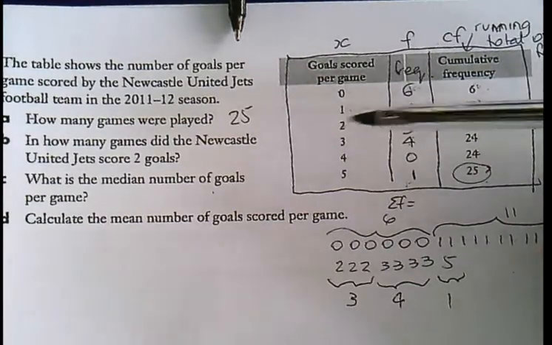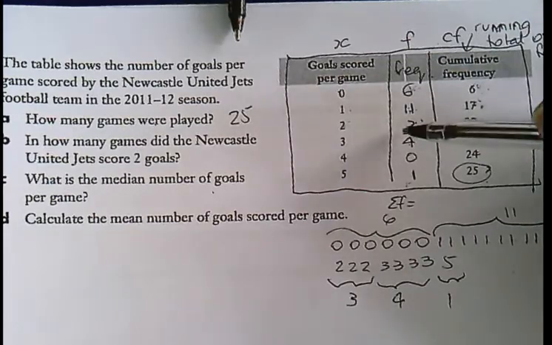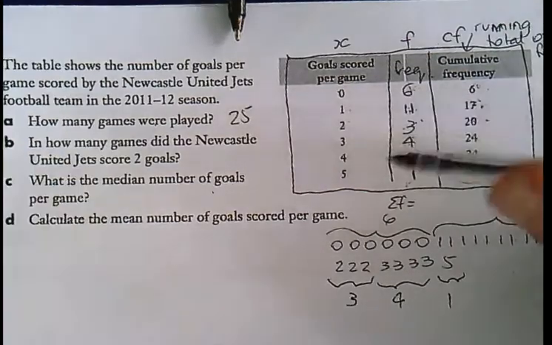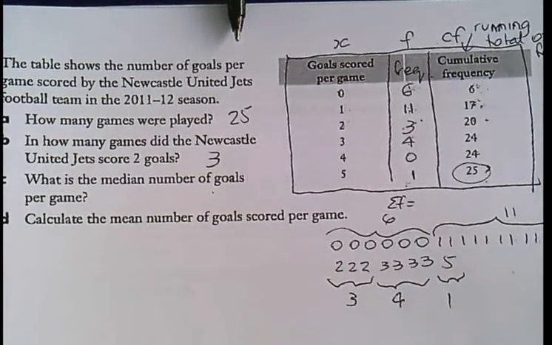In 3 games, they scored 2 goals. Do we know why it's 3 here? Because 17 plus 3 gives me 20. So in how many games did they score 2 goals? It's 3 games. The next one, what is the median number of goals?